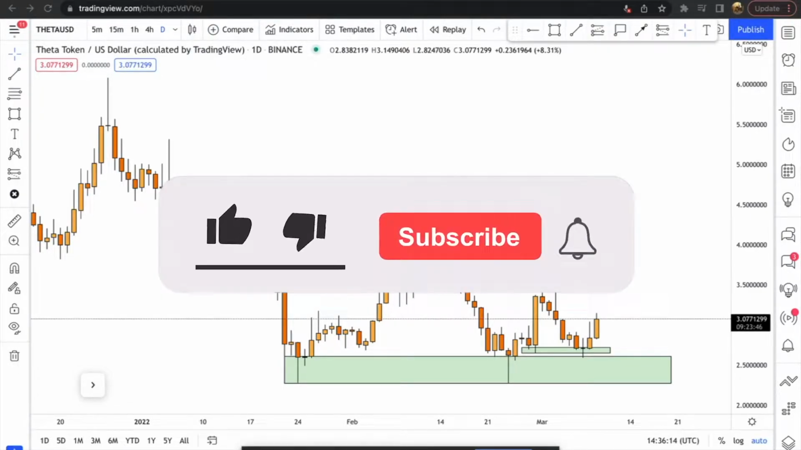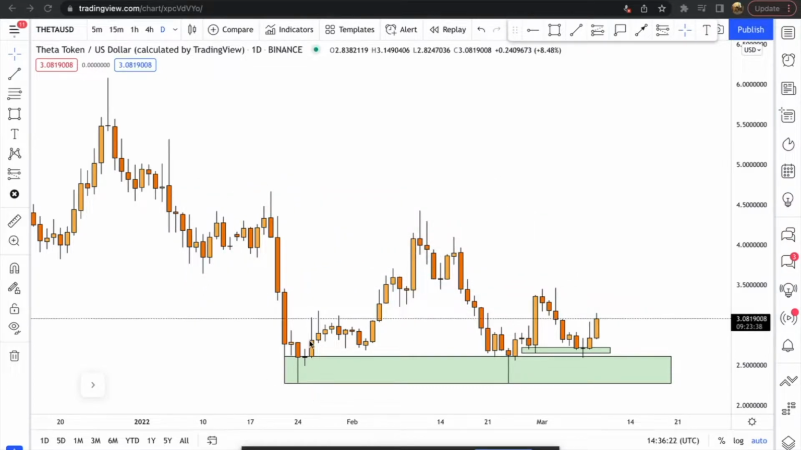So I'm just going to dive into Theta today and break down this bit of market structure that we got here. I'm currently on the daily time frame, and as you can see, we've got this major area of support that we've had once, tapped into twice, and just tapped into a little bit there.